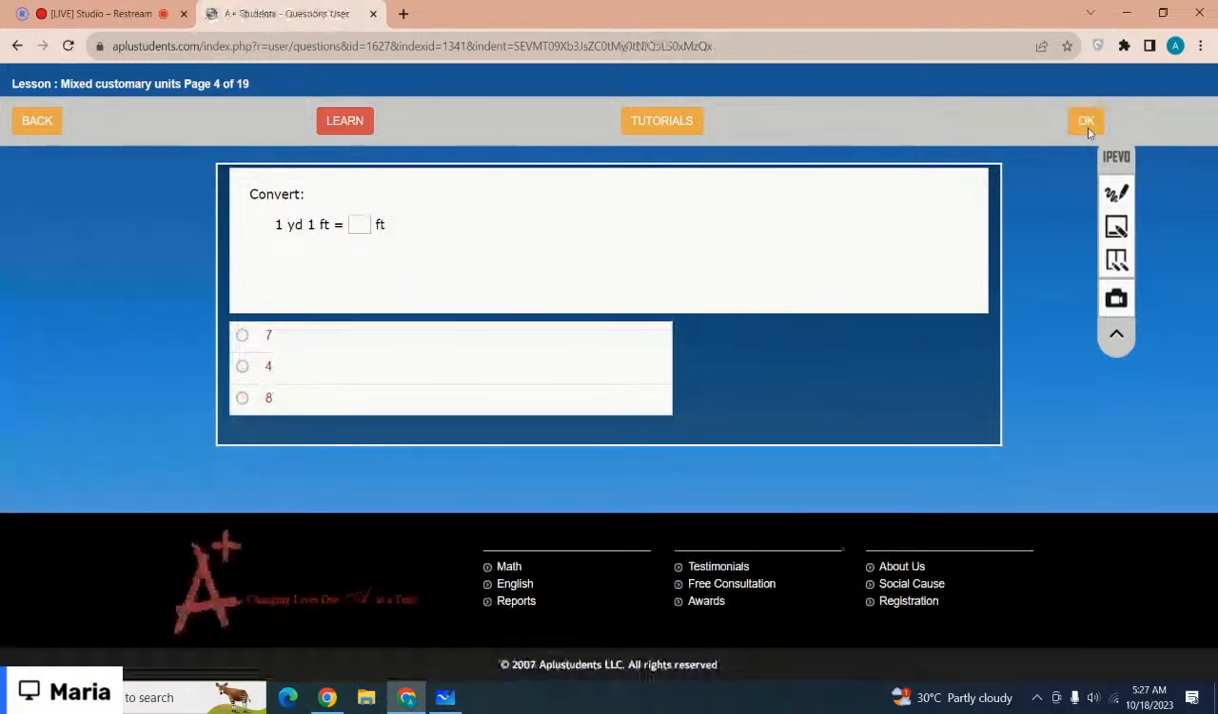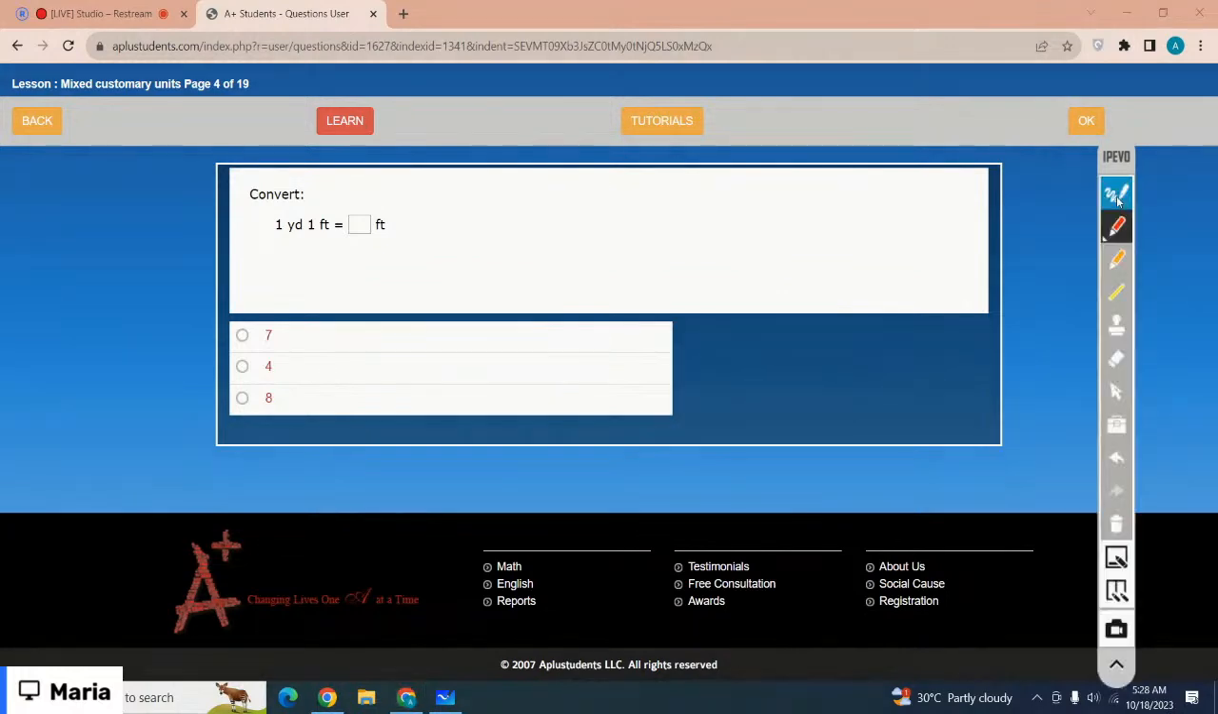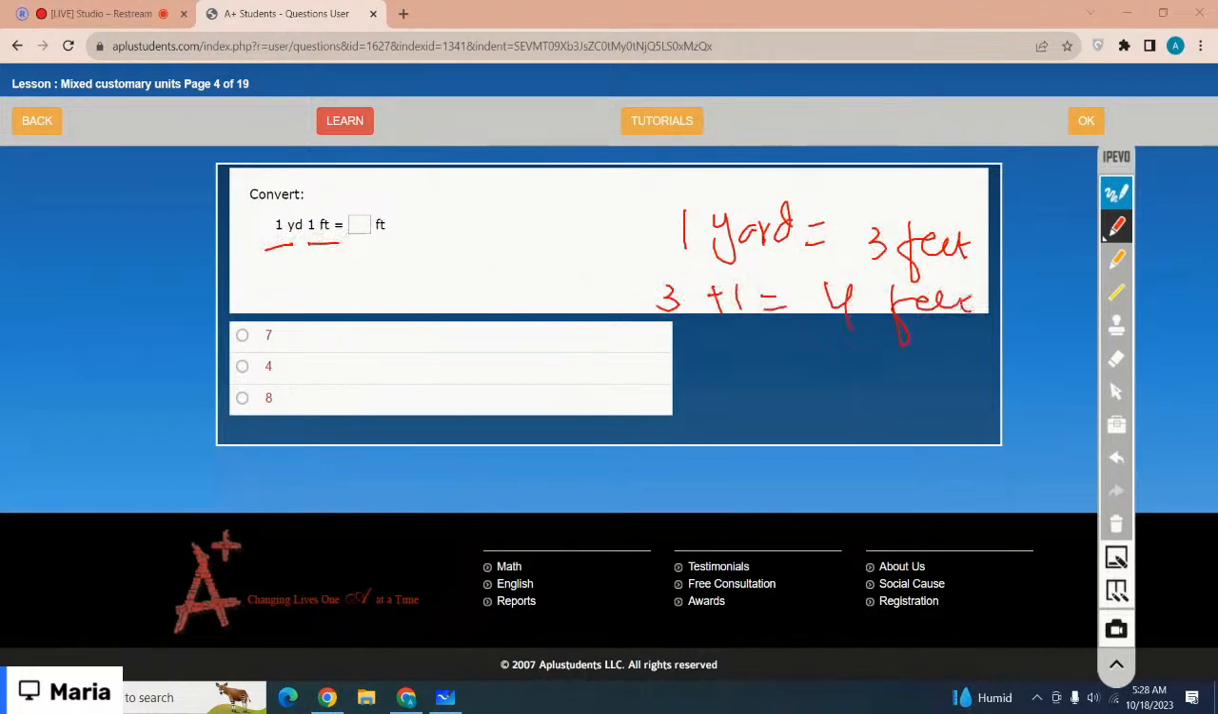Okay, the next one is 1 yard, 1 foot. That is a conversion from yards to feet, right? 1 yard equals 3 feet. So you have 1 yard, that is 3 feet. We have 1 more foot, so 3 plus 1 is 4 feet. So the correct option is 4 feet.